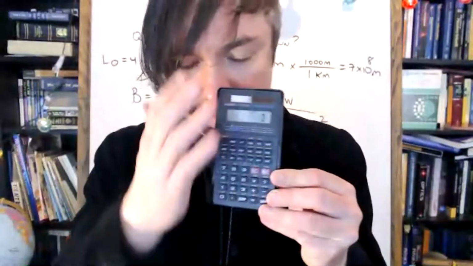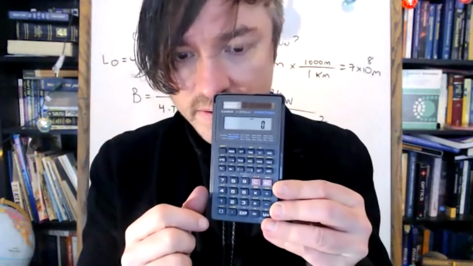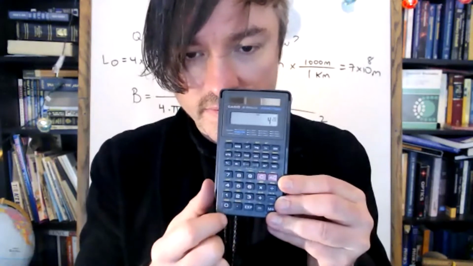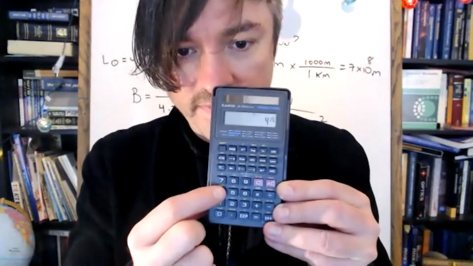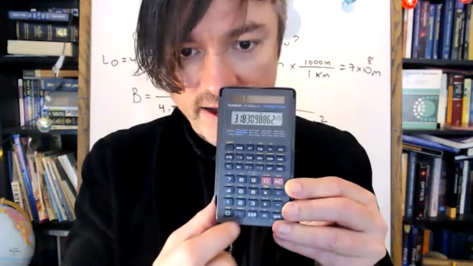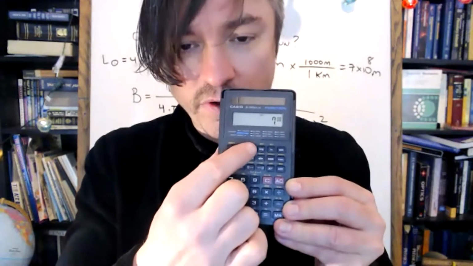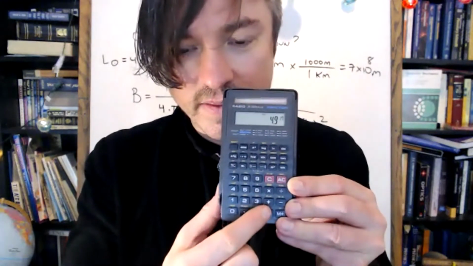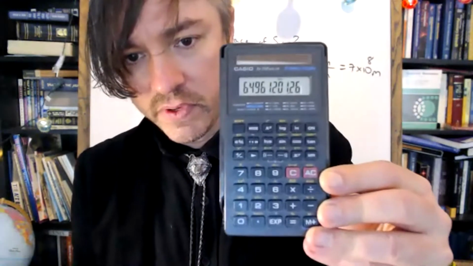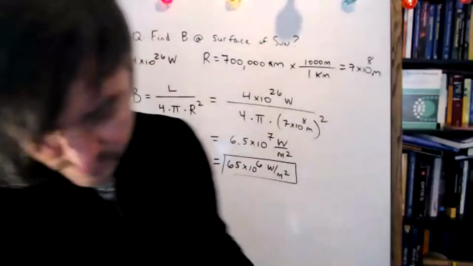You with me, Sabrina? 4e26 divided by 4, divided by pi, divided by 7exp8. Oh, you probably forgot to square that and then hit equals. I don't know what I did wrong, but okay. Whatever you did, don't do that again. Okay. All right. Did you get it now? Yeah, I did.